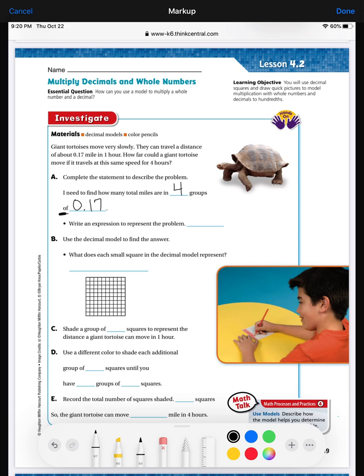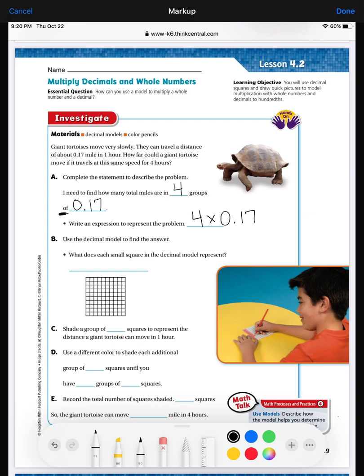Part B says, the second part to part A says to write an expression to represent the problem. Now, an expression is a problem that you write that has an operation sign. In this case, we're using multiplication, but it does not have an equal sign. So we are not solving it. It does not say to solve our expression. It just says to write our expression. Okay, so an expression for this would be 4 times 0.17. Okay, so that's 4 hours times 0.17, which is the distance.